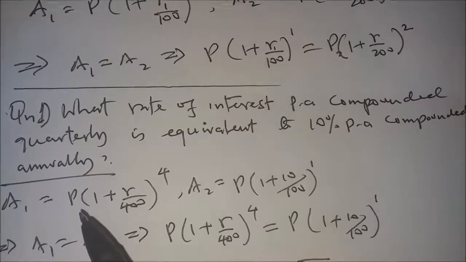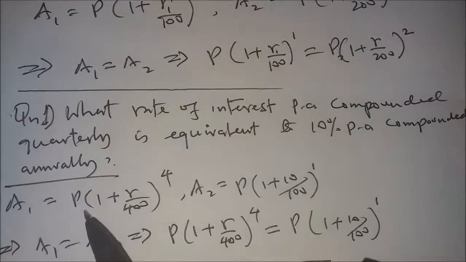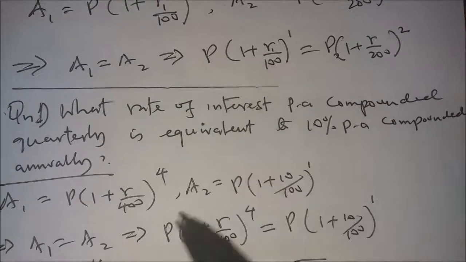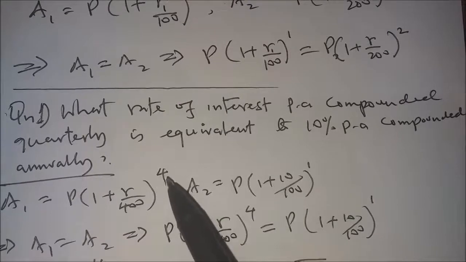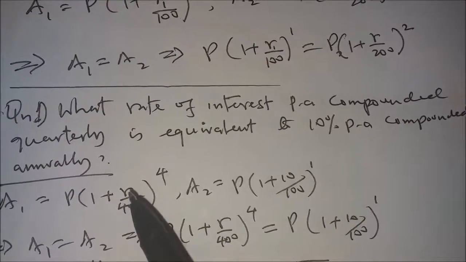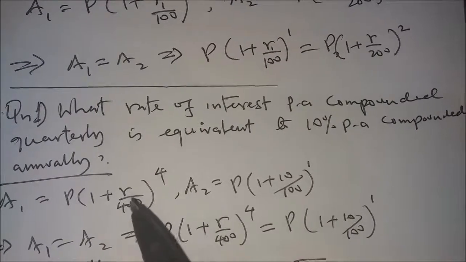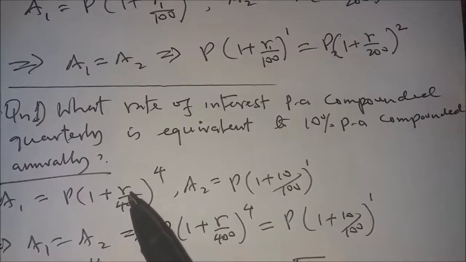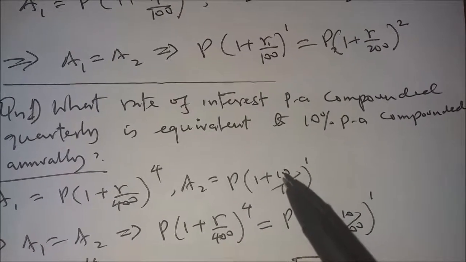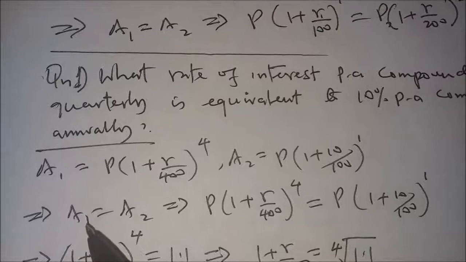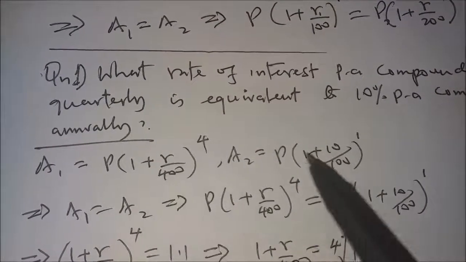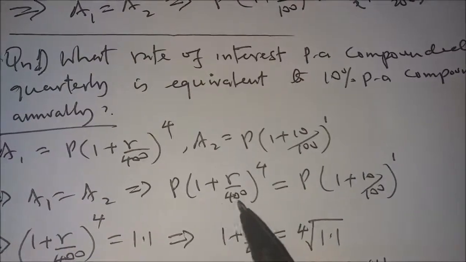You can see the principal sums are the same and the period is also the same, except that in 1 year, here we compound 4 times, and here we compound once. So for R% per annum compounded quarterly to be equivalent to 10% per annum compounded annually, A1 and A2 must be equal. The accumulated amounts must be equal, and on that basis we form an equation here.